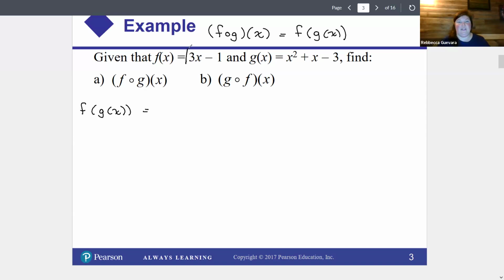So if we look at f, it is going to be 3x minus 1. And we're saying here that x is being replaced with g of x. We know what g of x is. We have g of x over here. So g of x is just x squared plus x minus 3.